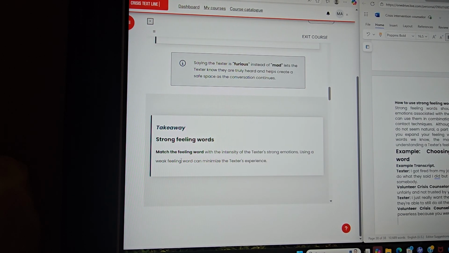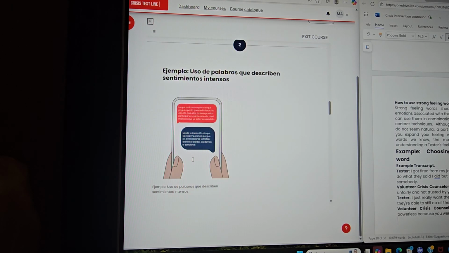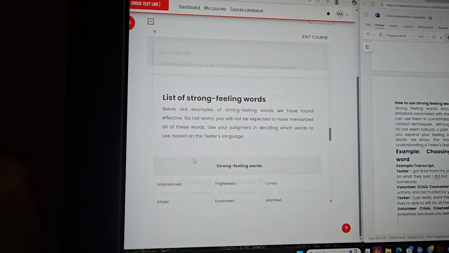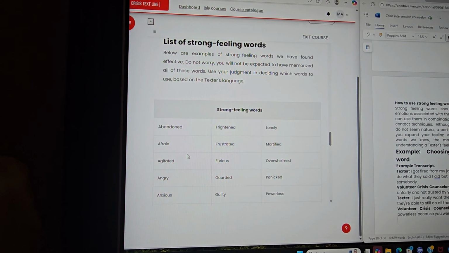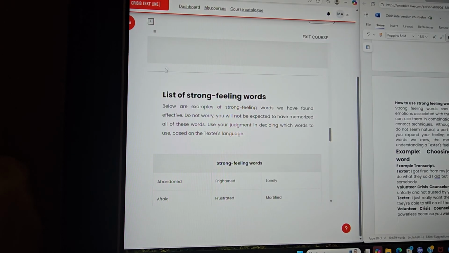Strong feeling words. Match the feeling word with the intensity of the texter's strong emotions, rather than using a weak feeling word that can minimize the texter's experience. List of strong feeling words.